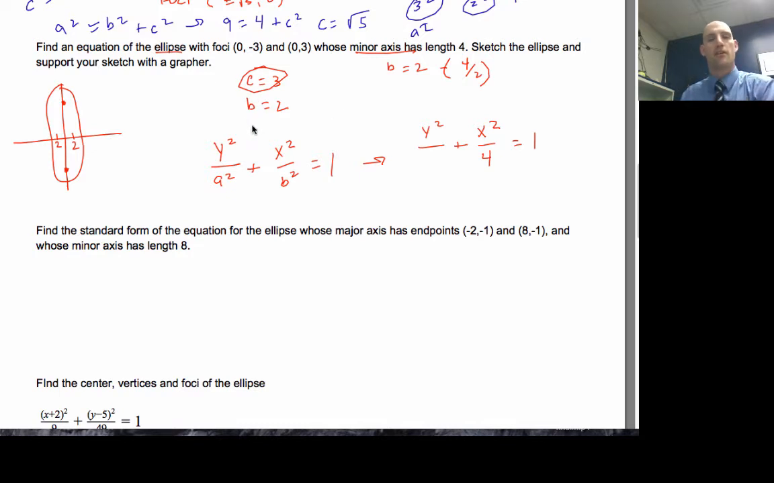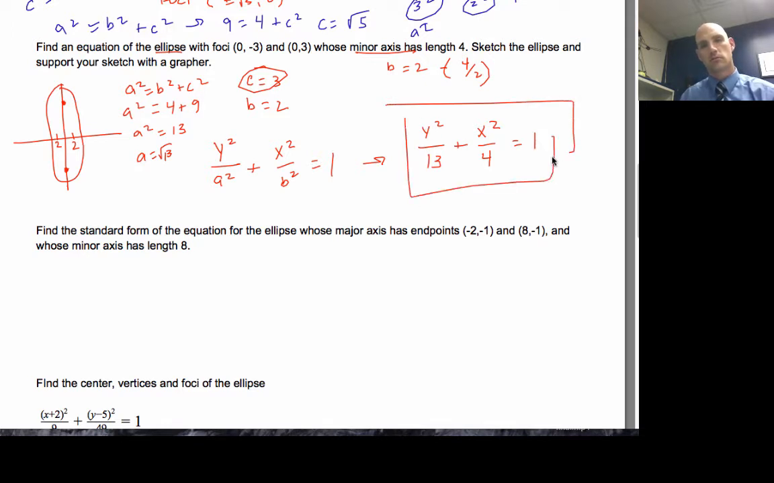I'm going to use my Pythagorean relationship. So if a squared is equal to b squared plus c squared, a squared is equal to 4 plus 9. That means a squared is equal to 13. So a is equal to square root 13. And so on the bottom here goes 13, because that would be a squared. Boom. Done.